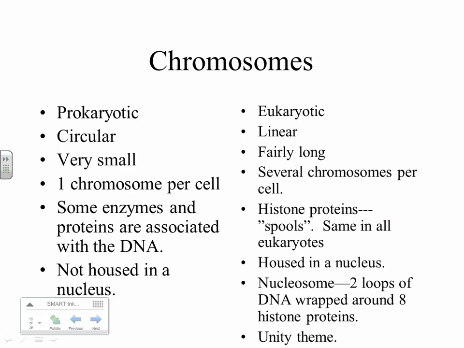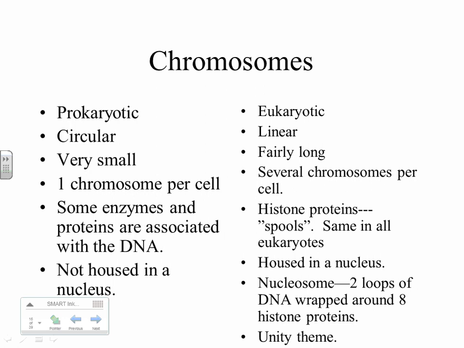Differences between bacterial, prokaryotic, and eukaryotic DNA. Prokaryotic chromosomes are circular. They're really small. There's usually only 1 of them in every cell. And they may have some enzymes and proteins attached to the DNA, but not very many. And they're just free floating out in the cytoplasm. What's the DNA of a prokaryote sometimes called? Nucleoid, which really means without what? Without a nucleus. Whereas eukaryotic DNA is said to be linear.